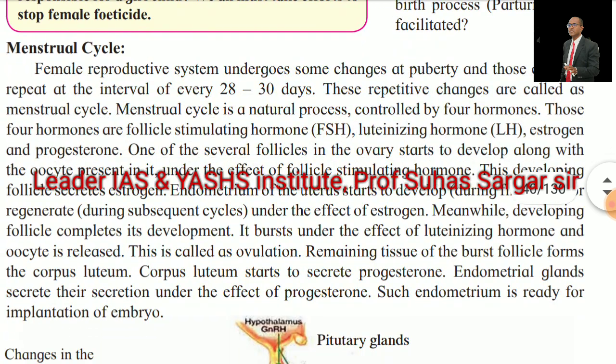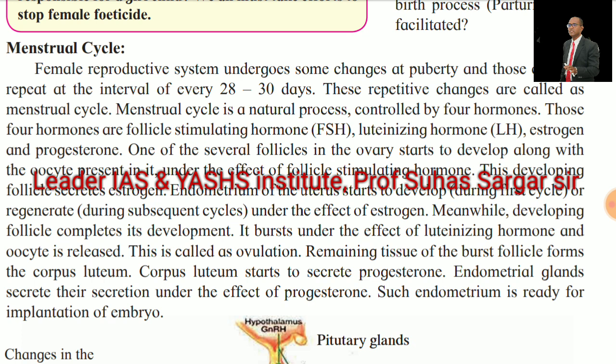Question. The next topic is the menstrual cycle. The female reproductive system undergoes some changes at puberty, and those changes repeat at an interval of every 28 to 30 days. These repetitive changes are called the menstrual cycle. The menstrual cycle is a natural process controlled by four hormones. Those four hormones are follicle stimulating hormone, luteinizing hormone, estrogen and progesterone.